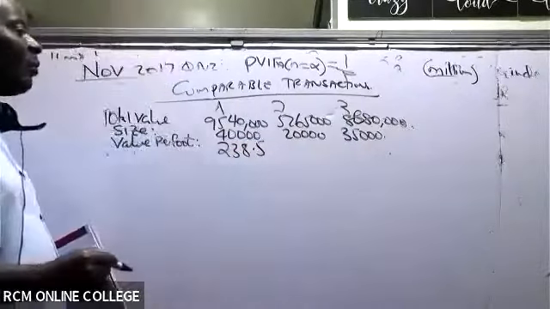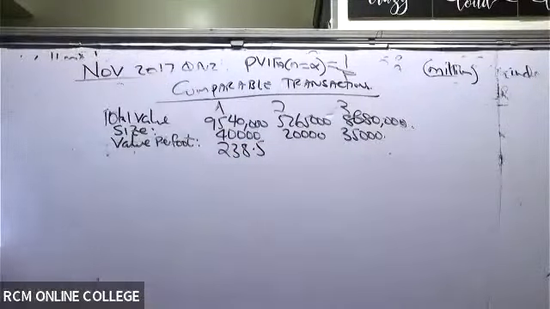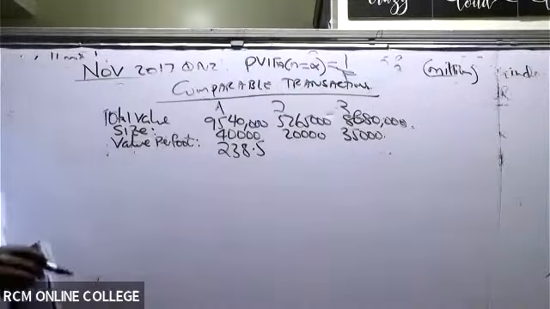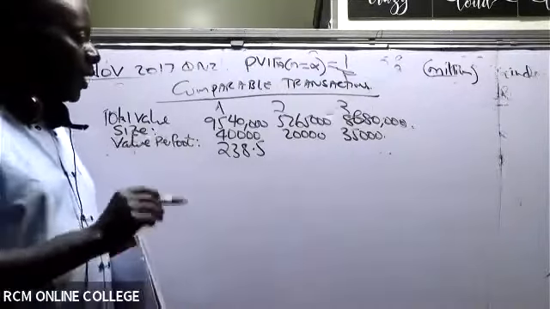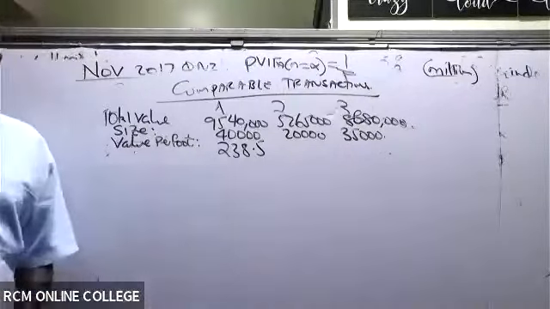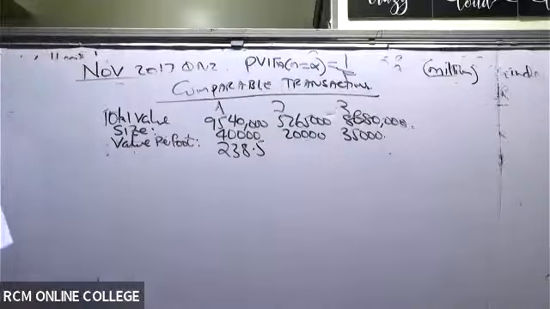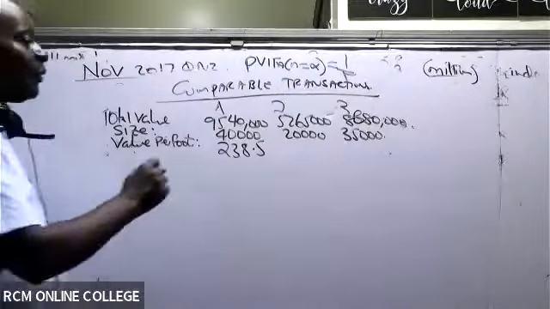How about 2? Property 2, 5,265,000 divided by 20,000. Don't doubt your numbers. Whatever you get, give it to me, don't doubt your numbers too much. 263.25.